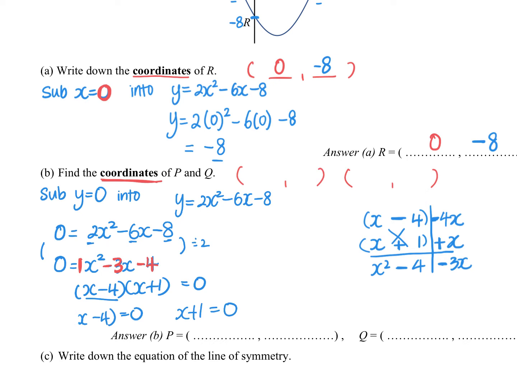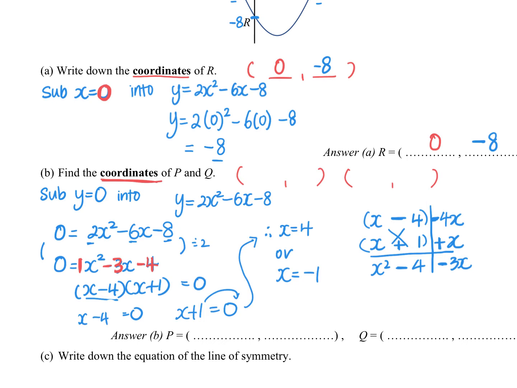I'm running out of space here, so let me just write it on the other side. If x minus 4 equals 0, it means x equals 4. Or my second answer, x plus 1 equals 0. Bringing over, it becomes negative, x equals negative 1. So happily, I got two answers. One is 4, one is negative 1.